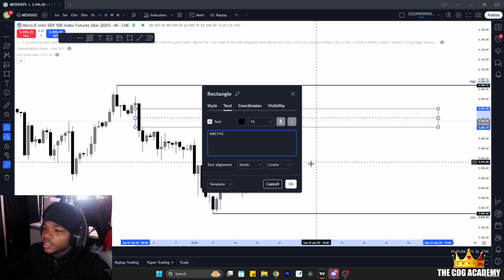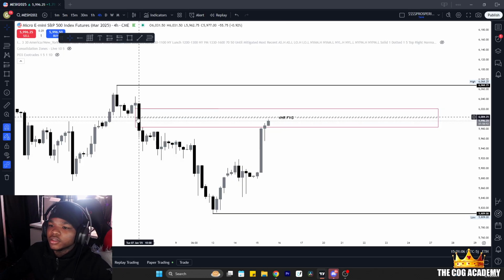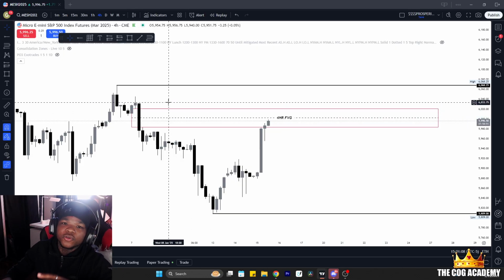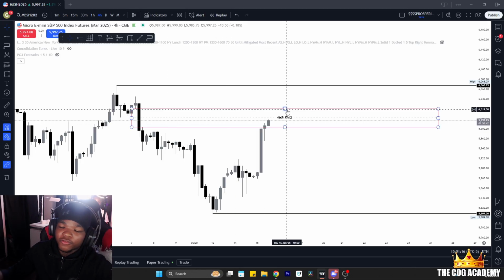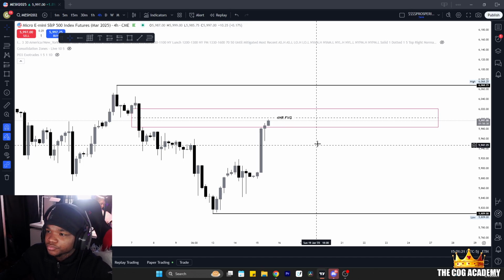4 hour fair value gaps. And if you don't know these confluences, you're gonna have to learn them, but I'm just telling you the strategy for the day. I'm telling you my tactical analysis for the day. If you don't know about fair value gaps, order blocks, liquidity sweeps, those things you're gonna have to learn.